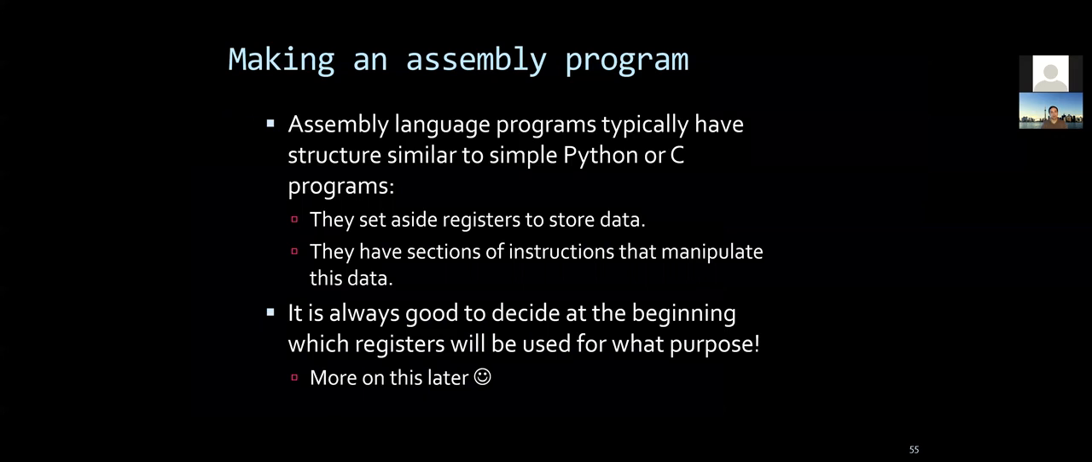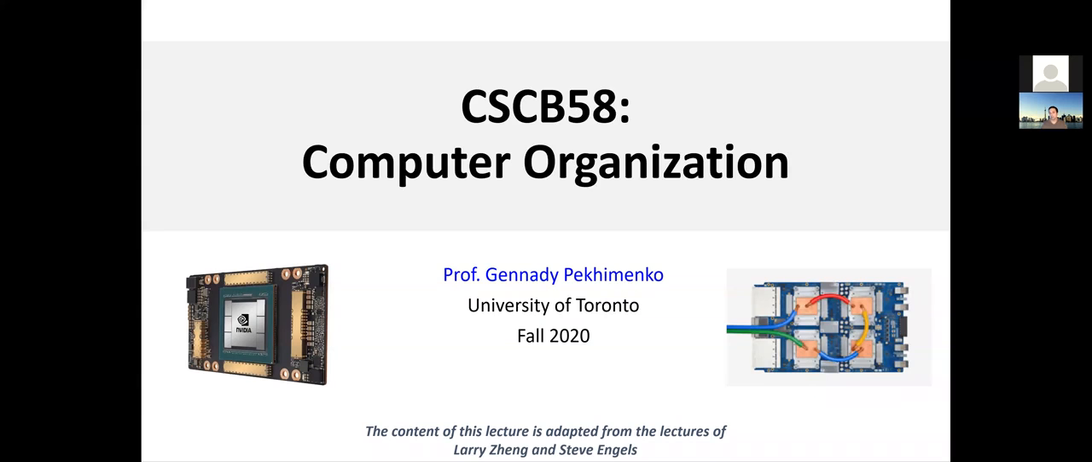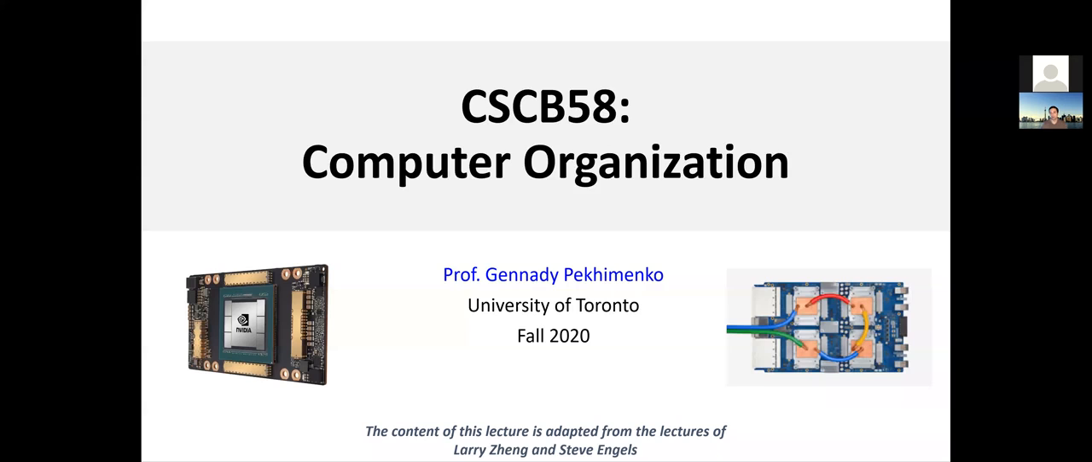Okay, so essentially now we can make an assembly program. We can have a structure similar to Python or C. We can set aside registers to store data. They have some sections for instructions that manipulate this data. And it's always good to decide at the beginning which register will be used for what purpose. We'll cover more on this later. Okay, and that's pretty much everything I want to cover today before we go into more complicated material.